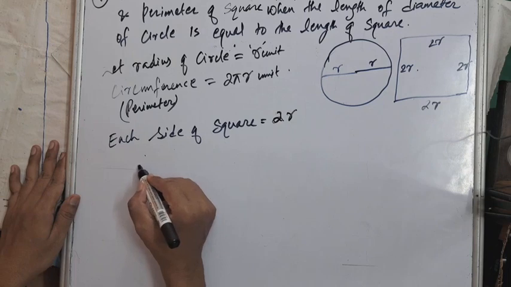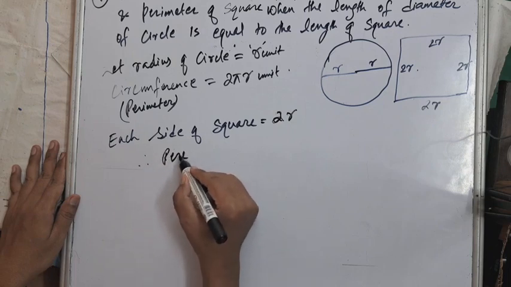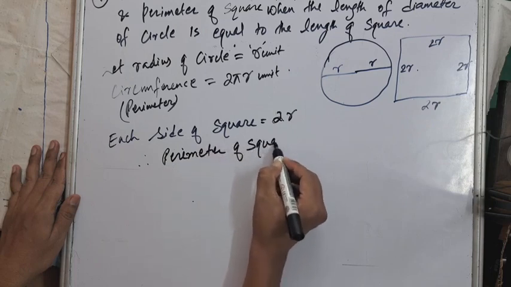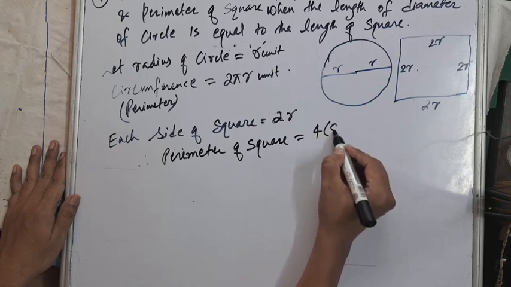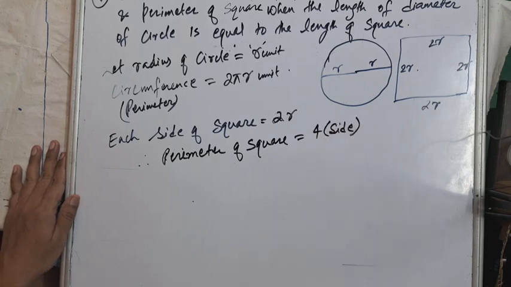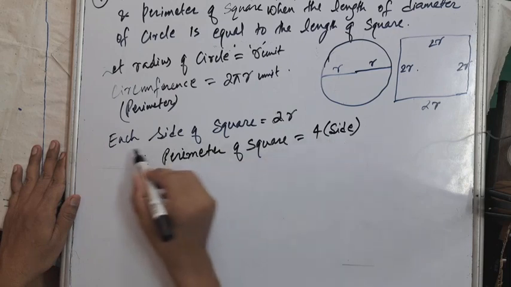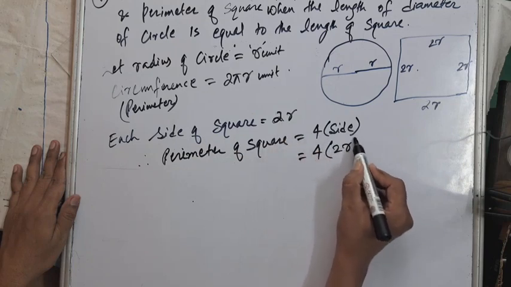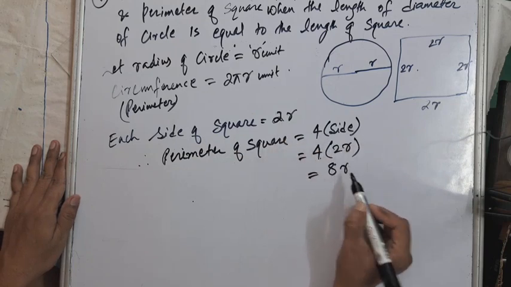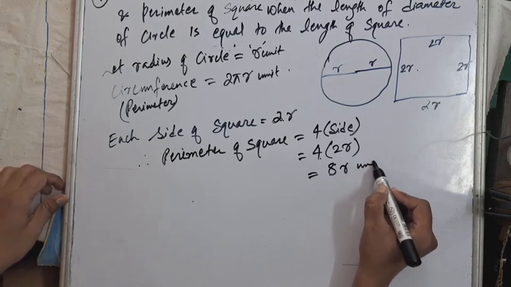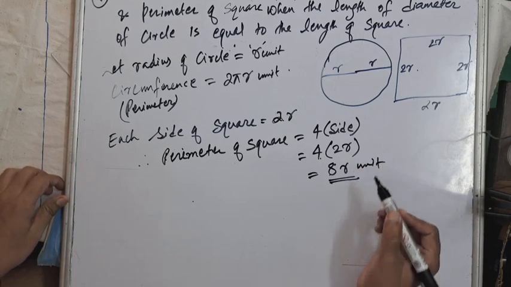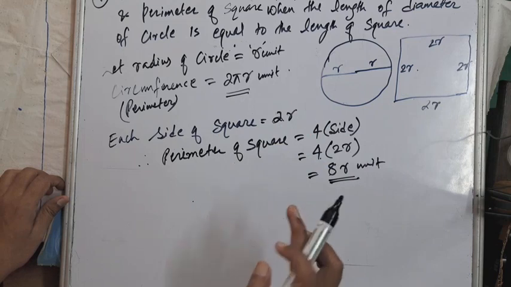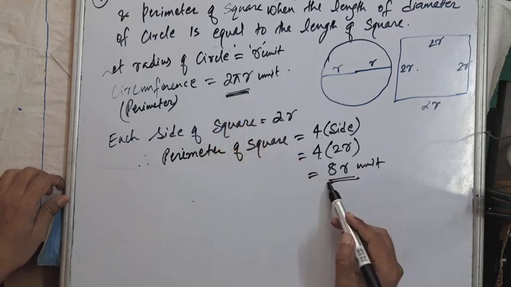So perimeter of square is equal to 4 into side. This is the formula for perimeter of square, 4 into side, and side of square is 2r. So 4 into side, side means 2r. So 4 2s are 8r unit. 8r unit is the perimeter of square, and 2 pi r is the perimeter of circle. So we are asked to find the ratio of perimeter of circle to the perimeter of square.